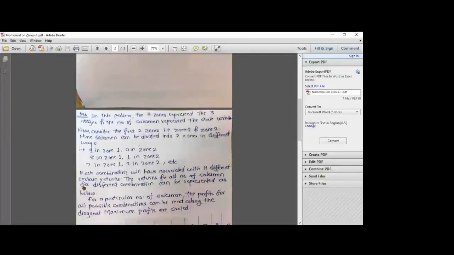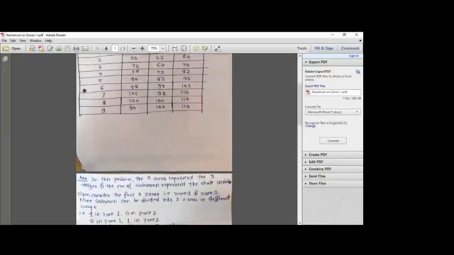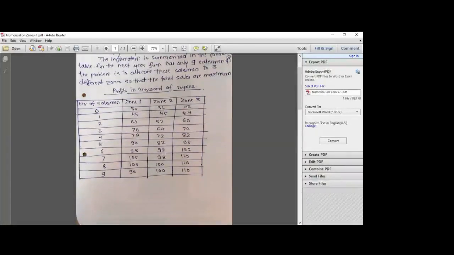So what we are going to do now is, in this problem, the three zones represent the three stages, and the number of salesmen represent the state variables, right? So your number of salesmen are the state variables. And why is this problem dynamic in nature? Because here there is no time phenomenon. Understand? The definition of dynamic programming is that the variables change according to the time, right? But here you should understand that this is not so.